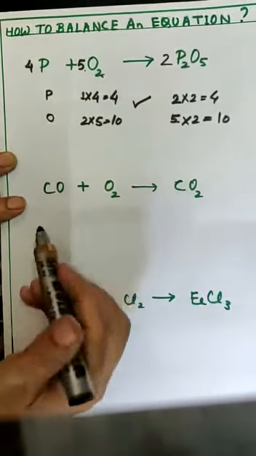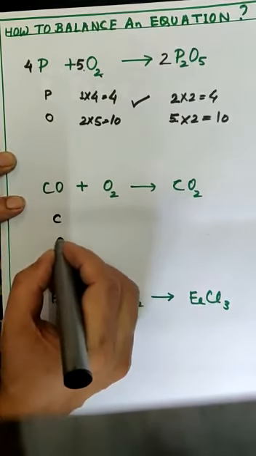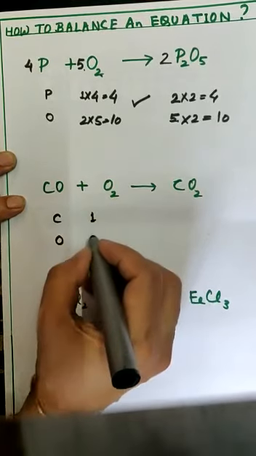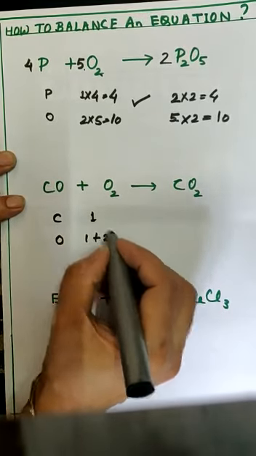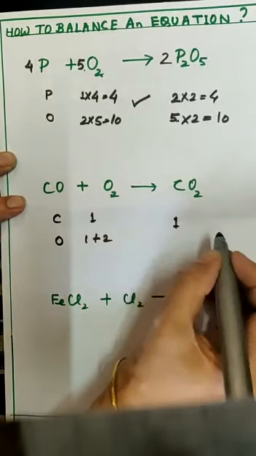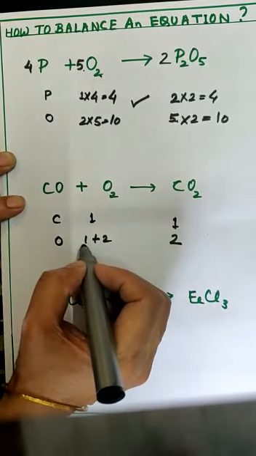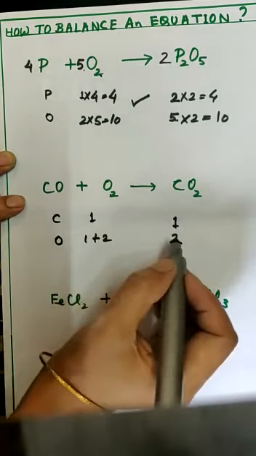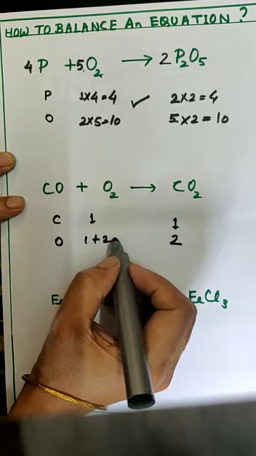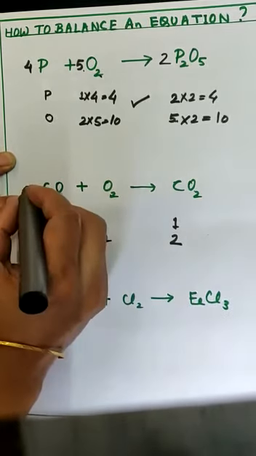Let's do one more practice. CO plus O2 gives CO2. C and O. 1 of carbon and 1 plus 2 of oxygen. Here 1 of carbon and 2 of oxygen. Again the same thing. Here it is an odd number of oxygen atoms and here it is an even number, because 1 plus 2 will make it 3, an odd number. So 1 is also an odd number. We have to make it even by writing here 2.